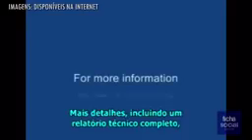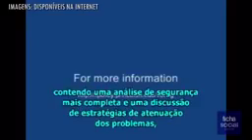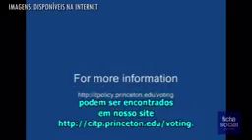More details, including a full technical paper containing a more complete security analysis and a discussion of mitigation strategies, can be found on our website at itpolicy.princeton.edu/voting.